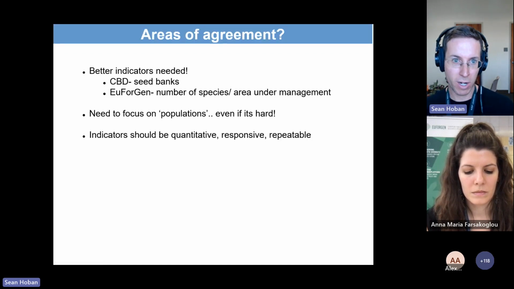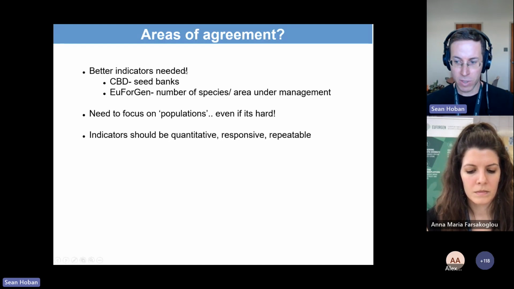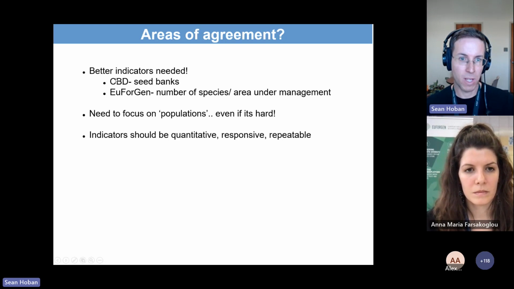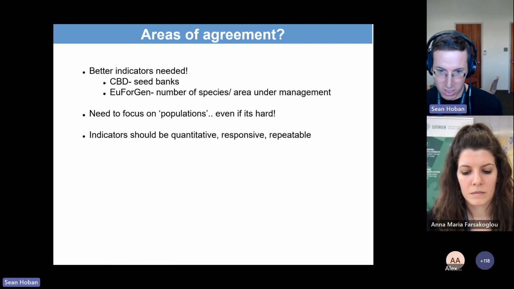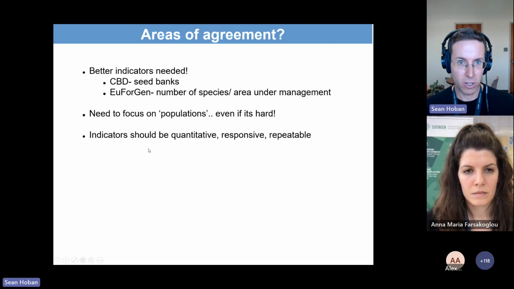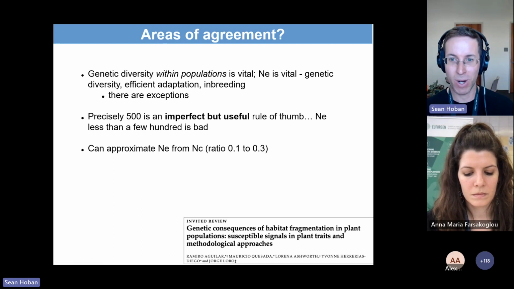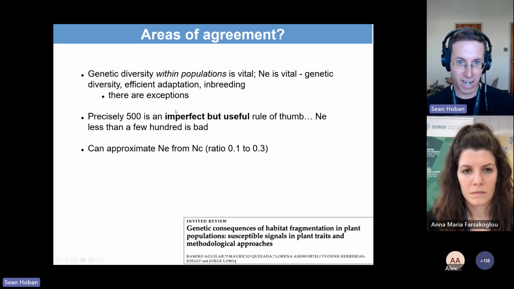I want to close by mentioning where I think we have a lot of agreement. I think all agree that better indicators have been needed for a long time for genetic diversity than those used in the past. We do need to focus on something to do with populations and not just at the species level, because populations are where evolution happens, and it's also where extinction begins through the loss of populations, and that indicators need to meet these certain criteria. I think we do all agree that genetic diversity within populations is vital for these different processes of adaptation and inbreeding. It's hard, but it's a really important parameter, and we can use NE to get at it.